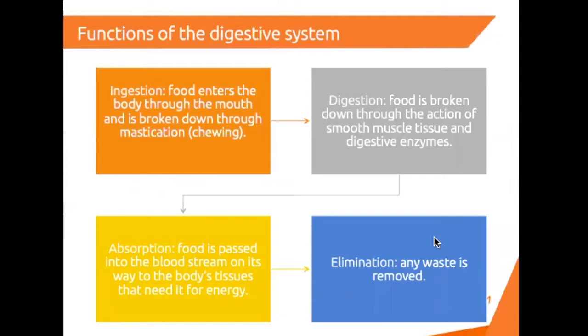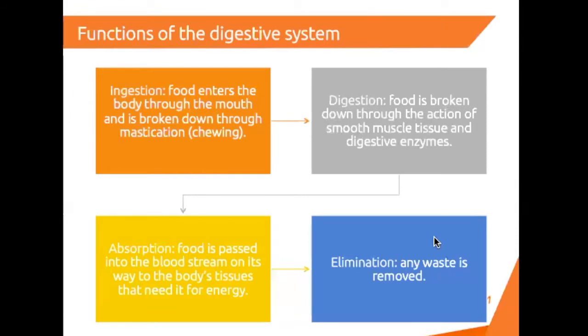Okay, so there's 4 functions really going on inside the digestive system. We've got ingestion, which is where the food enters the body through the mouth, and we basically break it down through mastication. So be careful how you say that. Write it down if you've never heard that word before, mastication. And that is the mechanical breakdown of food by chewing.